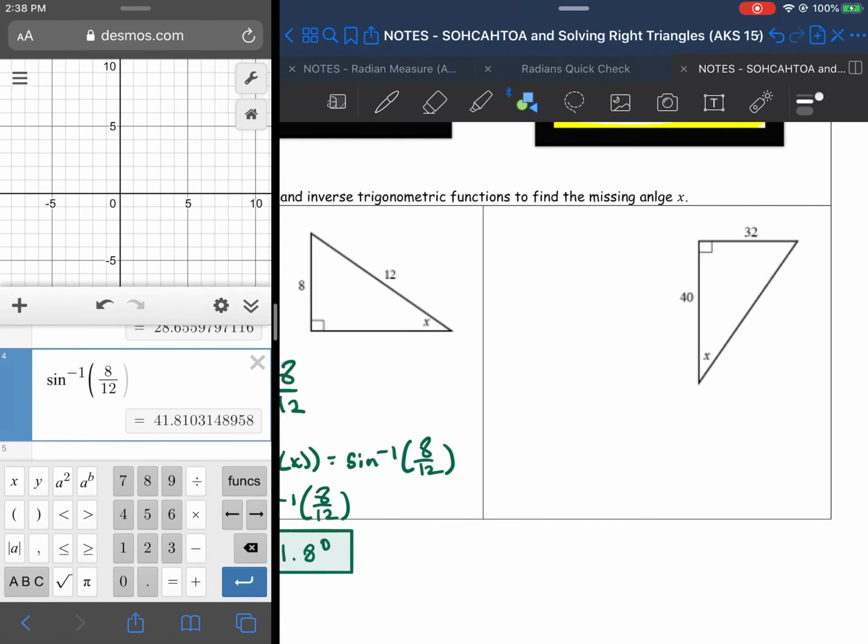So now, relative to x, again, we have the opposite, and we have the adjacent, and this time we don't know what the hypotenuse is. So this tells me that we need to use the tangent. So the tangent of x is equal to 32 divided by 40. Just like in the previous problem, to isolate for x, we need to take the inverse trig ratio of both sides. So we'll take the inverse tangent of both sides.